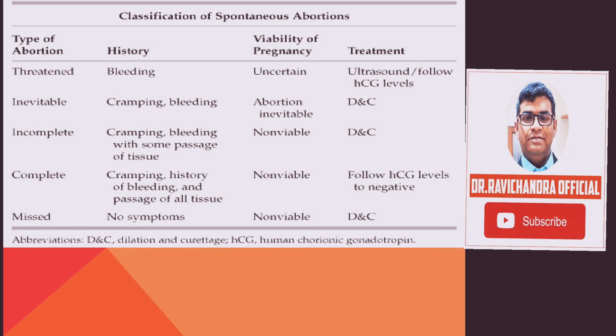Complete abortion: there will be a history of cramping, bleeding and passage of all tissue. It is non-viable. Treatment is to follow HCG levels till they become negative. Missed abortion: there will be no symptoms in the history and the pregnancy is non-viable. Then the treatment is dilatation and curettage.